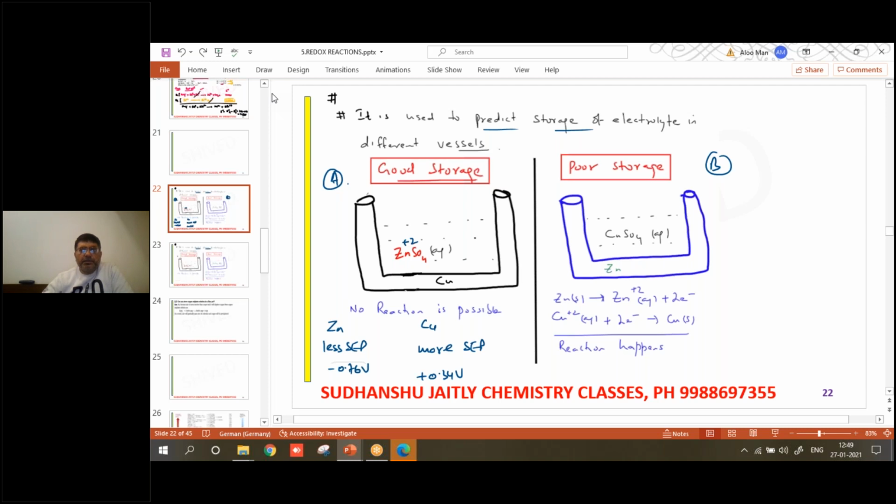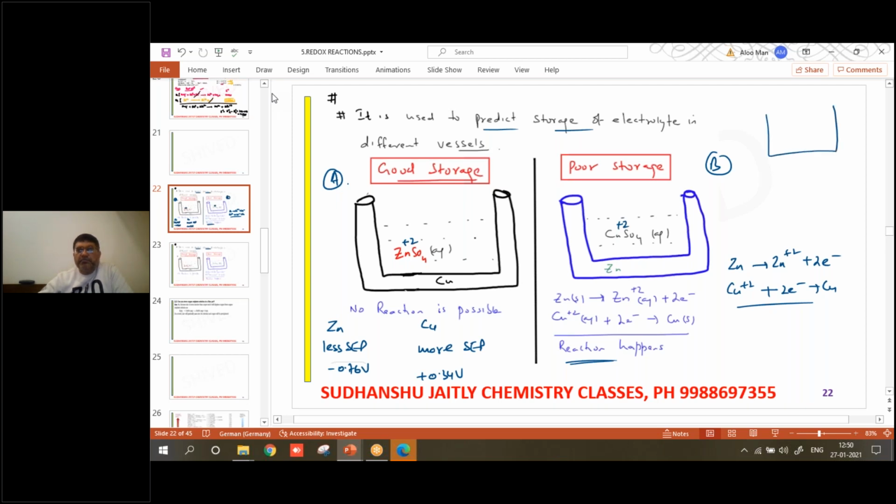Whereas if you store copper sulfate in zinc, the zinc will be oxidized, मतलब corrode कर जाएगा. And the copper having more reduction potential will be reduced. आपने स्टोर किया था कॉपर +2, but you will be getting copper 0. Reaction has happened. You will find small amount of zinc sulfate there. The reaction happens. So hence this is the poor storage, right?